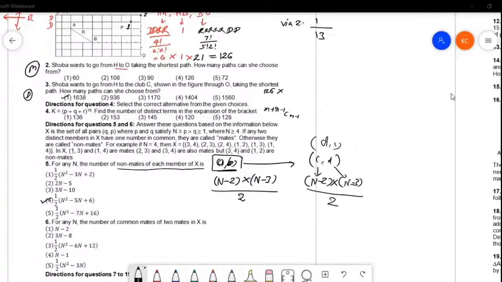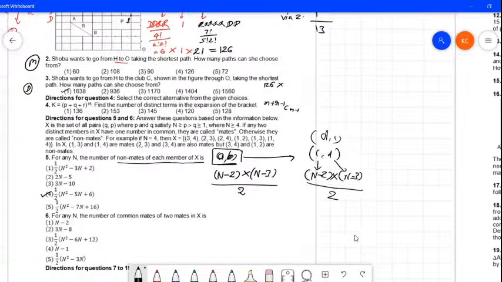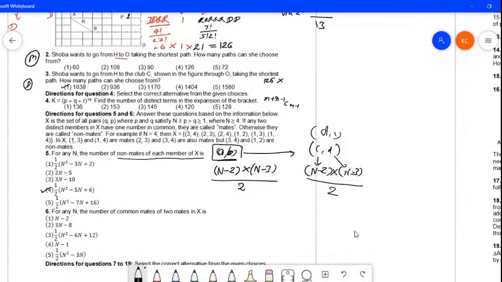Pairs बनाना है. 4 में से 2 का pairs बनाना है. तो 4C2 6 members are there. 5 के लिए 5C2 10 members will be there और उनको फिर मेड और नॉन मेड चेक करना थोड़ा सा लंबा हो जाए. Question number 6. For any n, number of common mates of two mates x is okay.